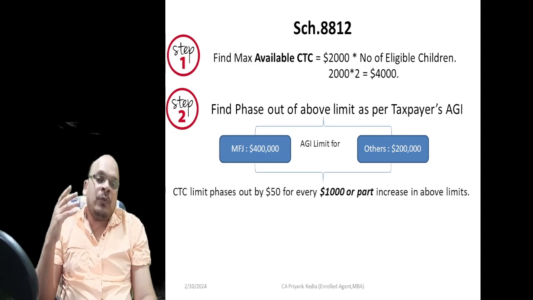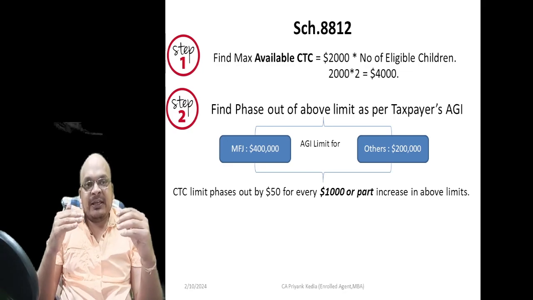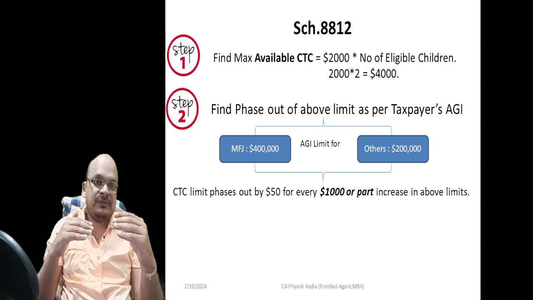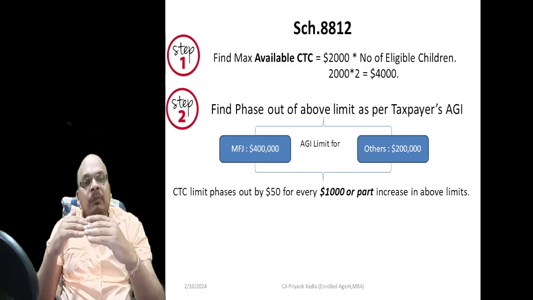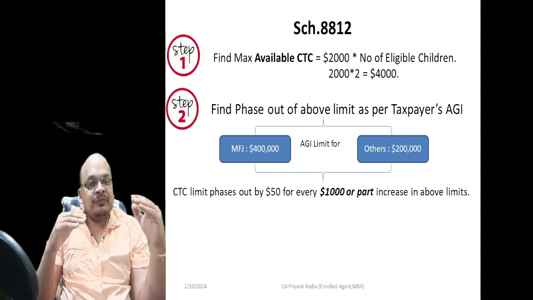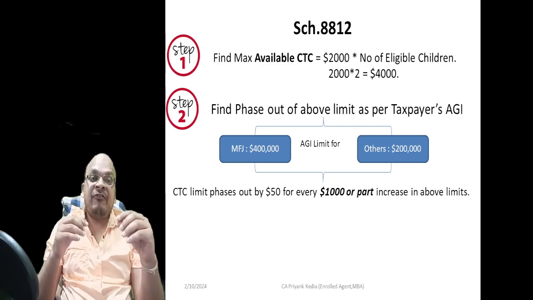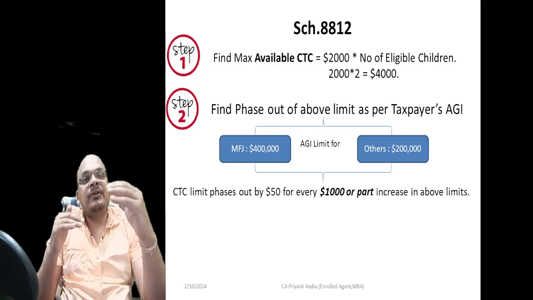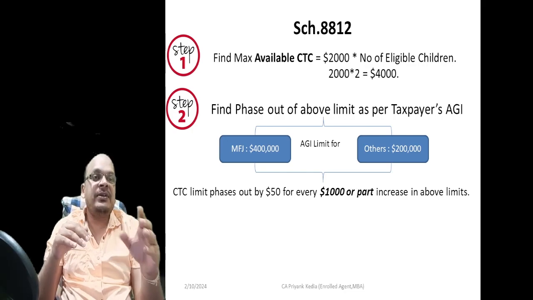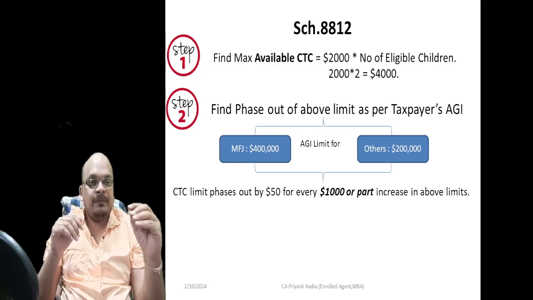Now we have to see what is the phase out amount, what is the reduction amount. The law says that for every $1,000 increase above these threshold limits of the AGI, the credit available to the taxpayer will reduce by $50. You can say 5%, but the problem is if you say 5%, you might commit an error. For example, the taxpayer's income increases by $900. So we'll calculate it by 5% of 900. That is not the case. You can see the point written is $1,000 or part.